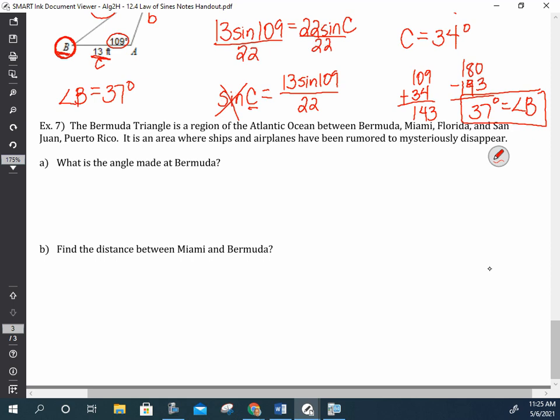Throughout history, there have been a lot of ships and a lot of planes that flew into the Bermuda Triangle and never came back. Disappeared. Why? Don't know. Couldn't tell you. That's not cool. So you have Miami, Florida. You got Bermuda. You got San Juan, Puerto Rico.